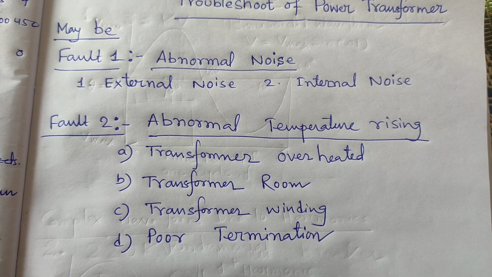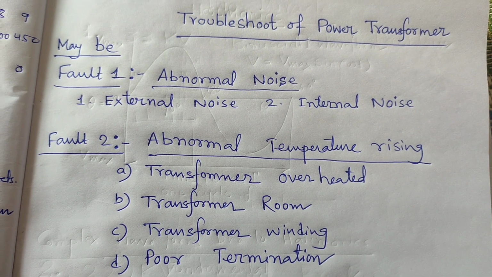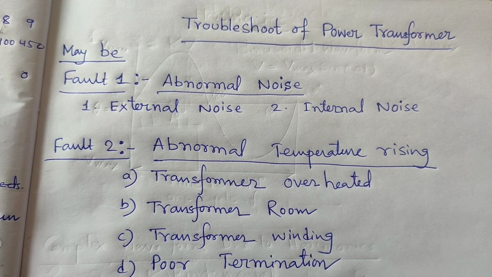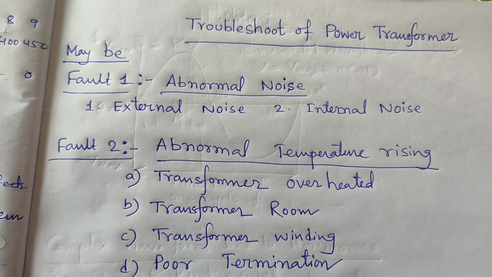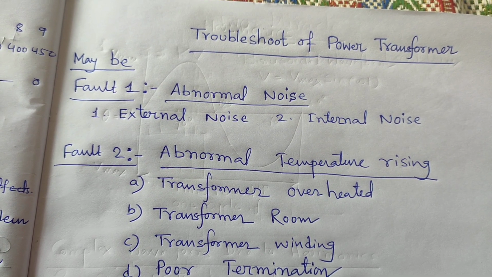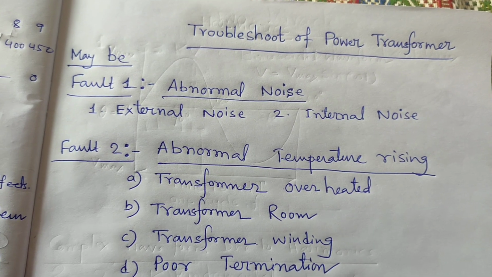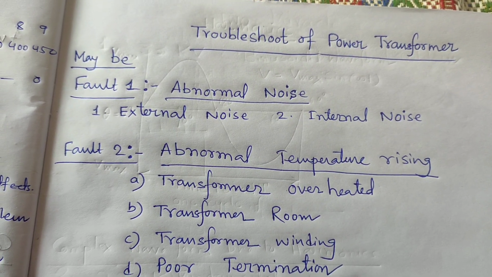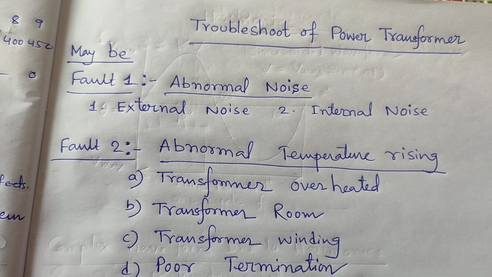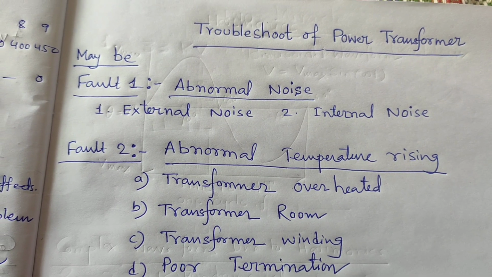And what is the excitation current? Due to the excitation current, the vibrations or the humming sound are generated, and that humming sound is due to magnetostriction. These orientations of the tiny magnets and the eddy current, all these things are related to the internal noises or the humming. And last of all, we have to do the gas analysis of the transformer.